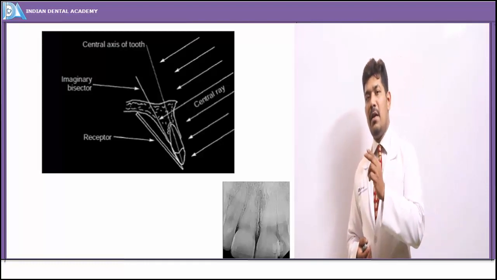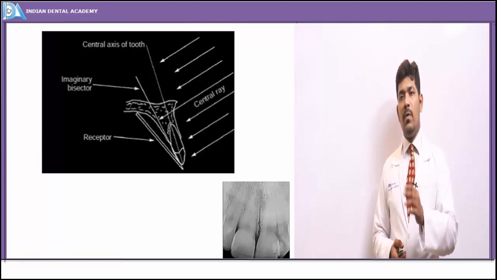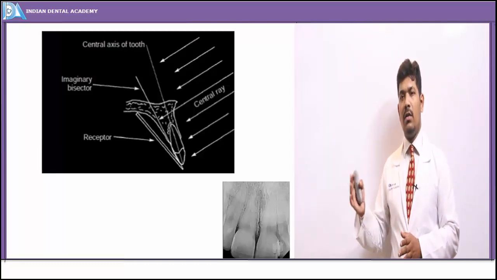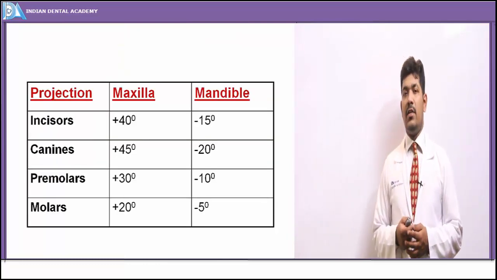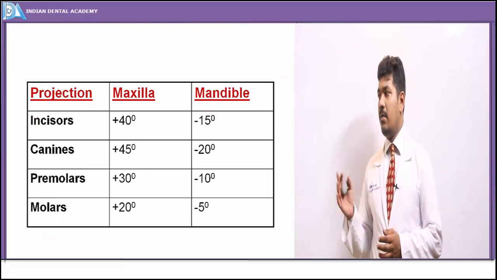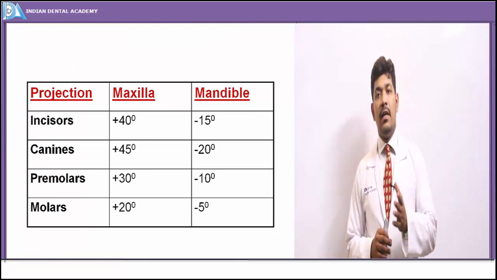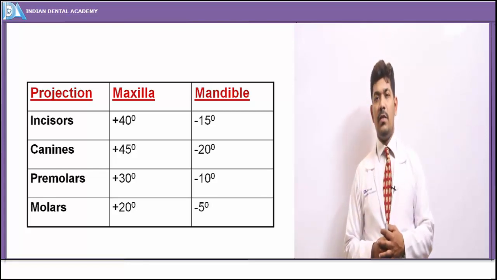Those are the primary additional advantages of the bisecting angle technique over the paralleling angle technique, along with a few other advantages. Now if you see the vertical angulations, those are the only variances between the paralleling and the bisecting angle technique, and the horizontal angulations remain at 0 degrees for whatever kind of projection we take.